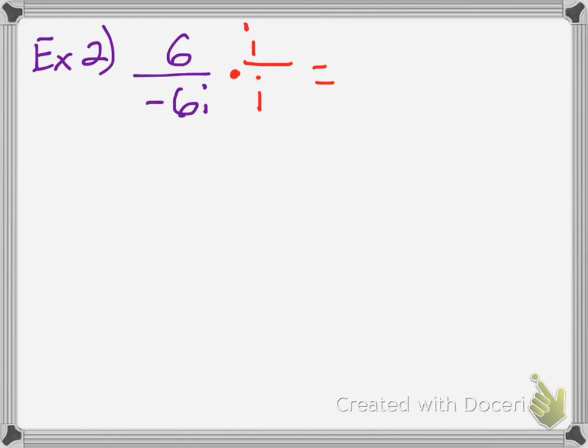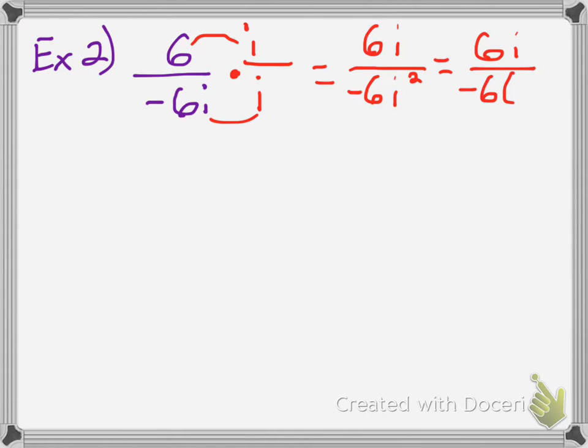Same thing, guys. 6 times i is 6i, over, bring your negative 6 over. i times i is i squared. Well, what do we know about i squared? It equals negative 1. So I'm going to plug in negative 1 for i squared. Alright, let's carry this over.